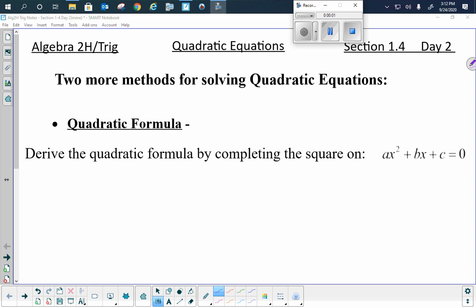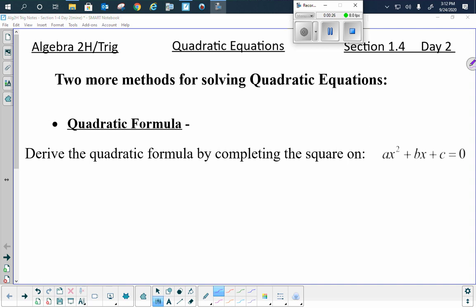Okay, quadratic equations again, section 1-4, day 2. So far we have done what types of methods for solving quadratic equations? Let's see, we have done extracting square roots, completing the square, factoring, and we've got a couple more that we're going to look at today for solving our quadratic equations.